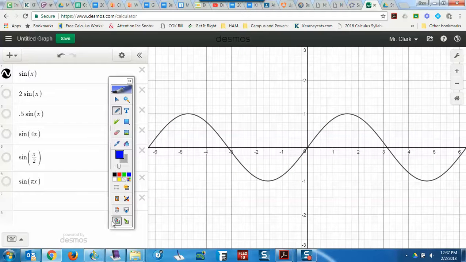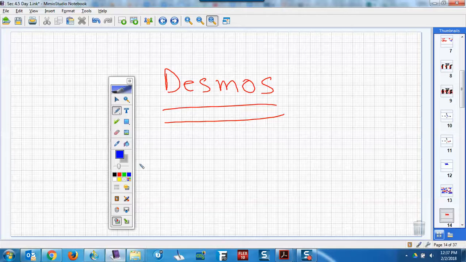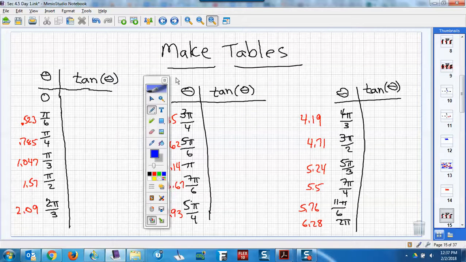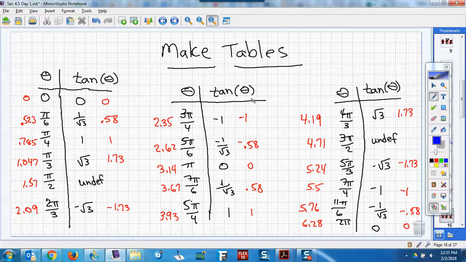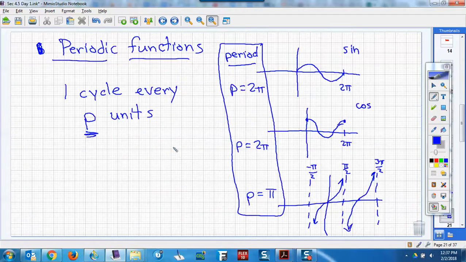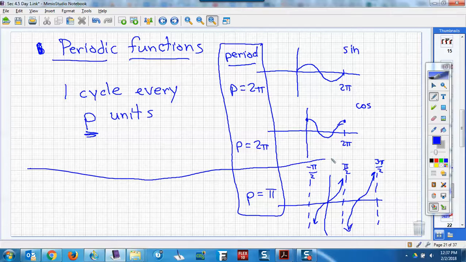So if you get your notes back out, we'll go back to our notes here. Okay, so tangent, we'll deal with tangent later. All right. So right here, we'll just focus on this part up here. Sine and cosine are called periodic functions. But I think we talked about this, didn't we? We talked about periodic functions. We talked about functions that repeat, okay? Functions that repeat different values, okay?